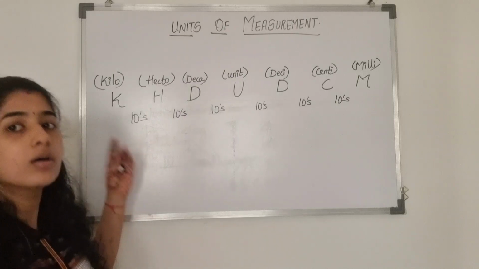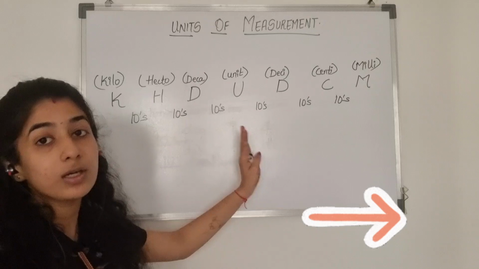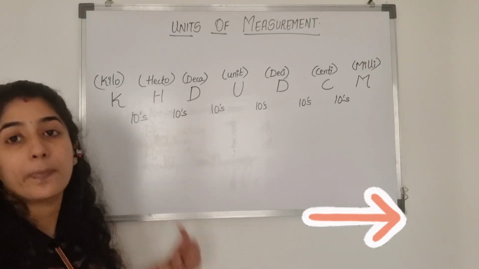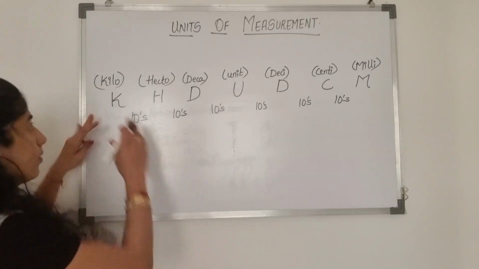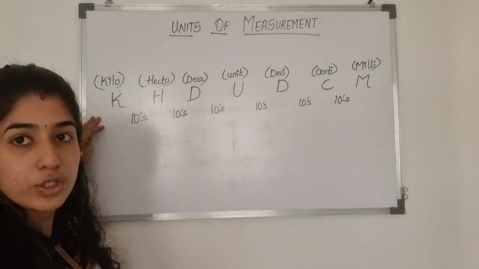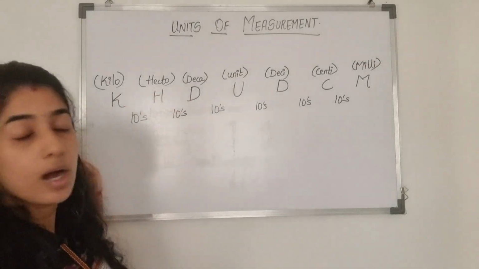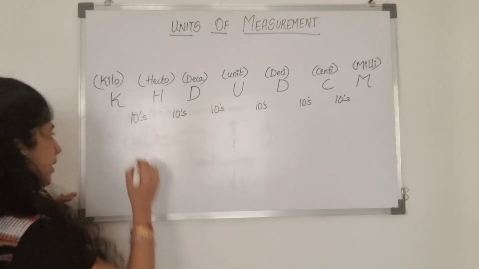Whenever the conversion is from left to right, you are going to make use of the operation that is multiplication. Means what? If I am asked the question of conversion of 1 kilometer is equal to how many hectometer? Now that is the question.